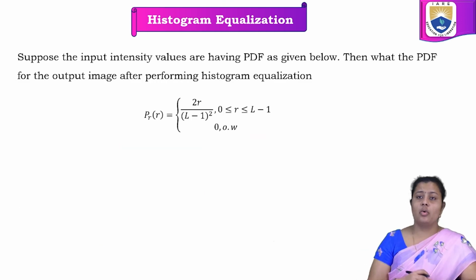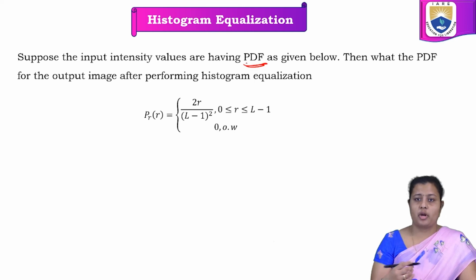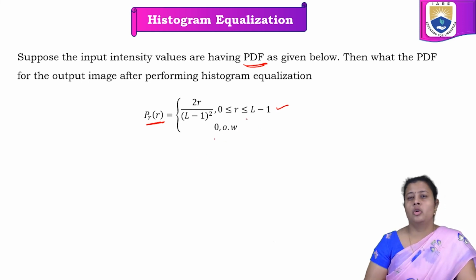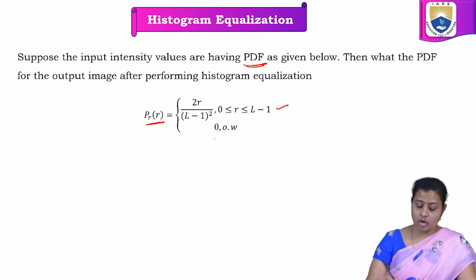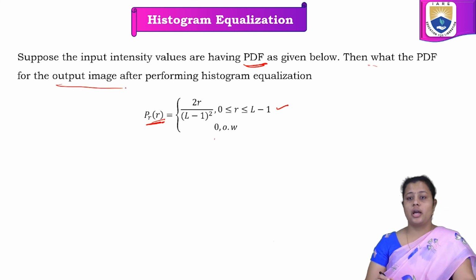Now, let's take another small example where the probability density function of my input intensity values is given by 2R by (L minus 1) square. It follows for the range 0 to L minus 1 and it is 0 for all other cases. Now, using this probability density function, we have to calculate the output image after performing histogram equalization.